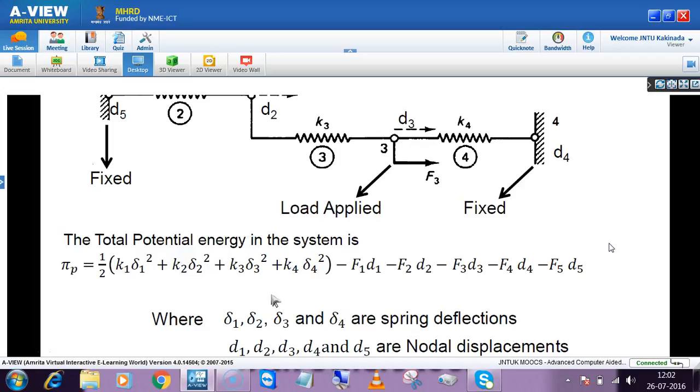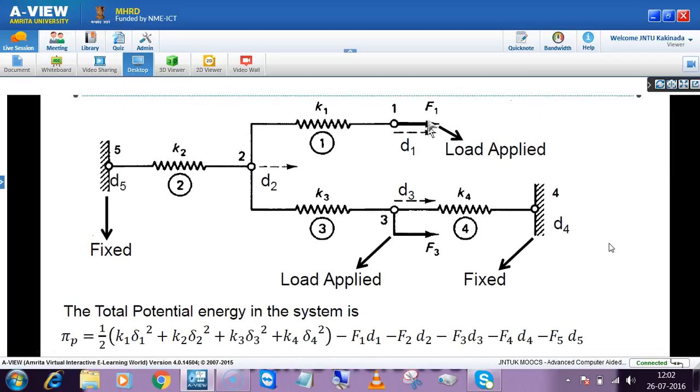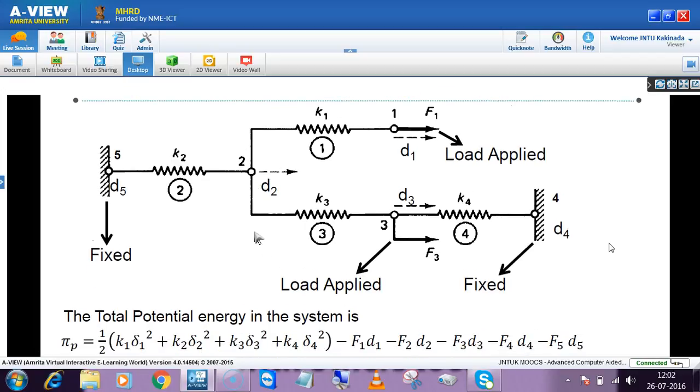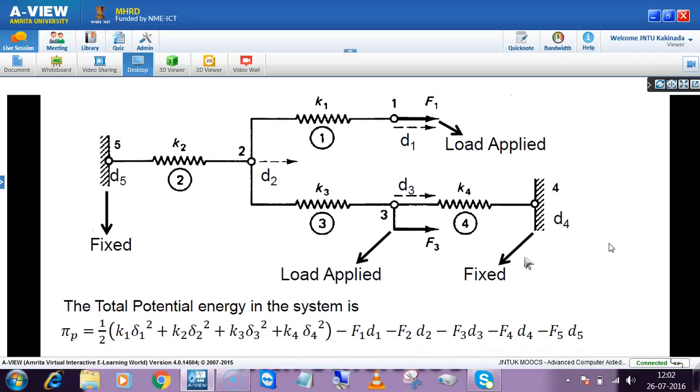So there are four springs, right? The strain energy equation is given for the four springs, and there are five nodal locations with forces. So F3 is here, F4 and F5.